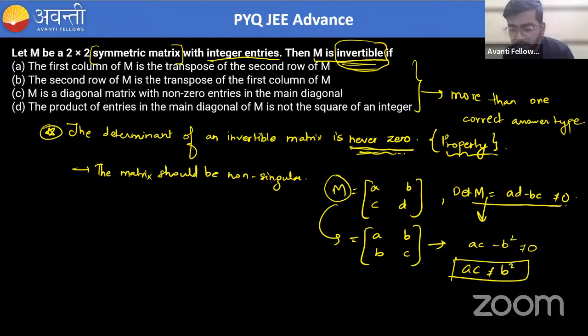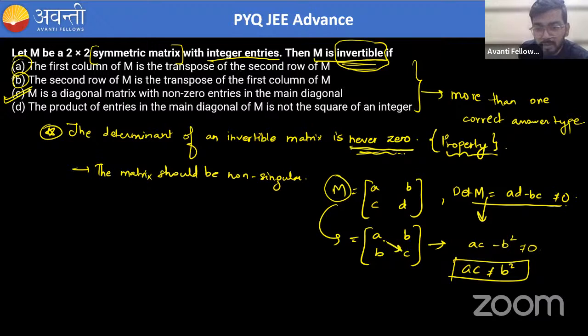Now the options. M is a diagonal matrix with non-zero entries in the main diagonal. Correct? The first column of matrix M is the transpose of the second row of M. The second row of M is the transpose of the first column of M. So we cannot tell these two things. The product of entries in the main diagonal of M is not the square of an integer.